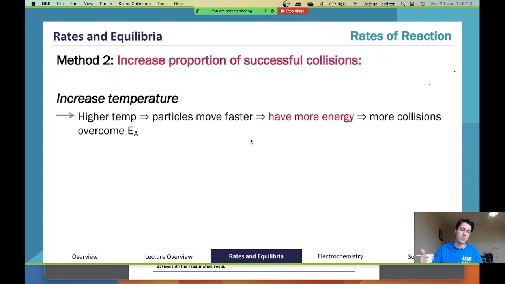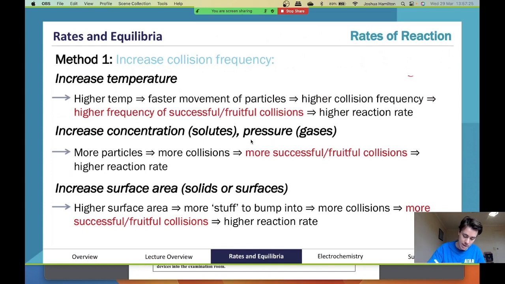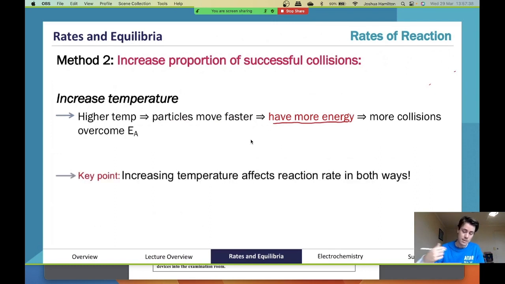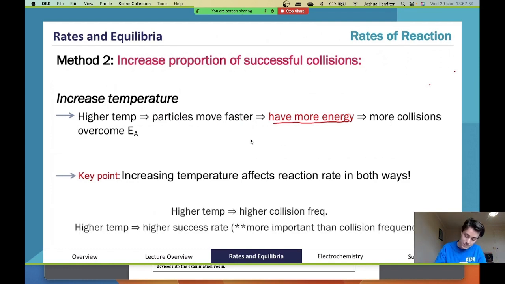By increasing the temperature, the particles move faster. They have more energy. So in the last one, we said the particles move faster, so you have a high collision frequency. In this one, we talk about how they have more energy. By having more energy, they can overcome that activation energy better. So the key point is increasing temperature affects the rate in both ways. It's the only one that will increase it in both ways, which is why it's the best way of increasing rate, because it has a twofold effect. It affects one and it affects the other. So higher temperature, higher collision frequency.